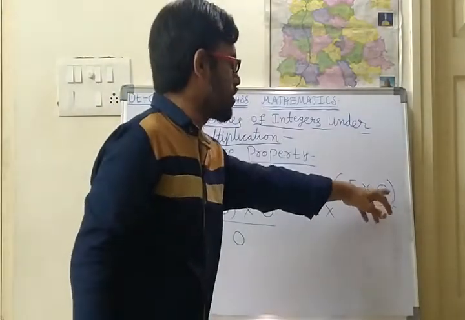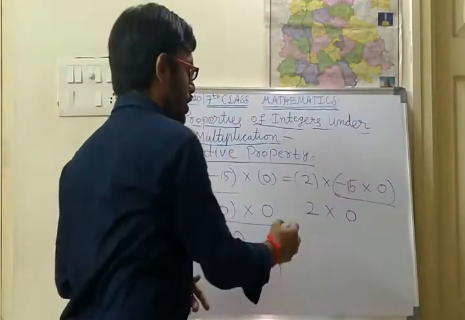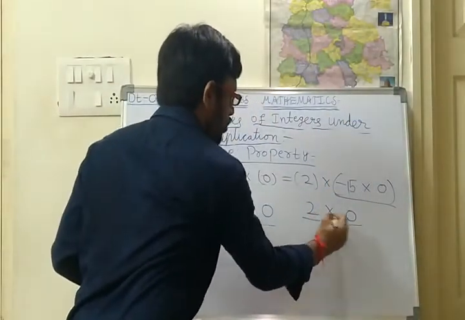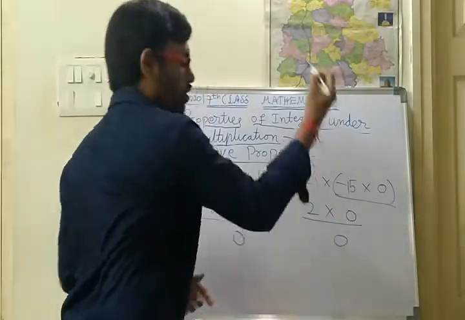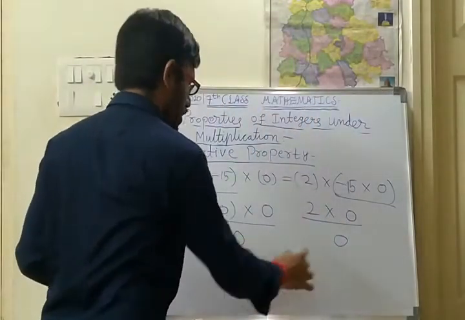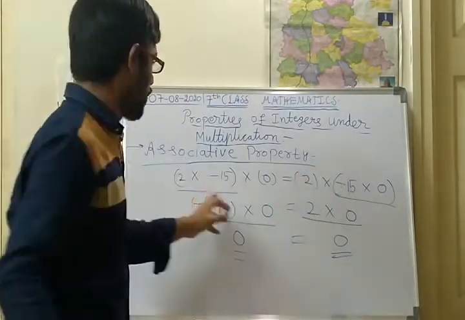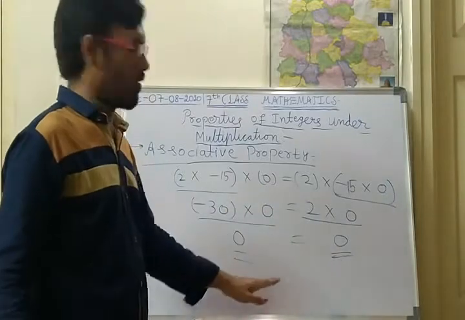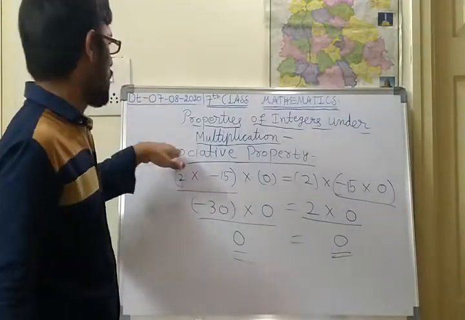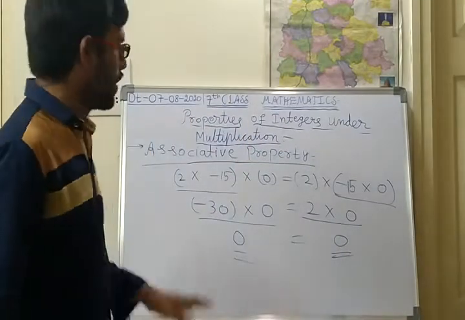Minus 15 into 0, 0 into something is 0 only. Next, 2 into 0. What is 2 into 0? 0 only. So this answer is also 0. So 0 is equal to 0. Both the results are the same. So the associative property of integers under multiplication is also satisfied.